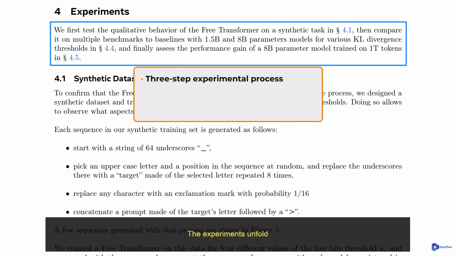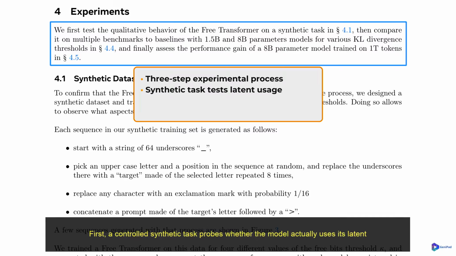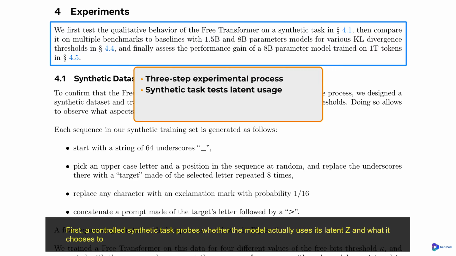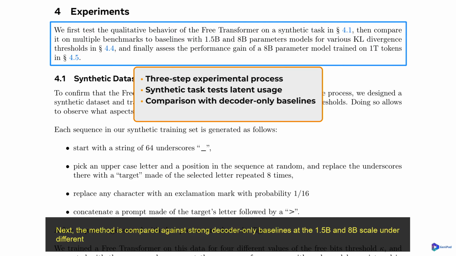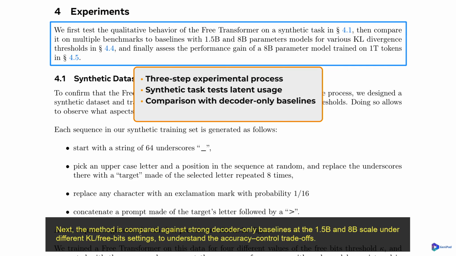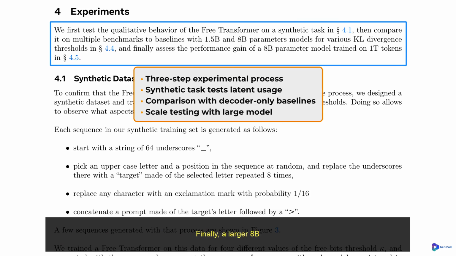The experiments unfold in 3 steps. First, a controlled synthetic task probes whether the model actually uses its latent Z and what it chooses to store there. Next, the method is compared against strong decoder-only baselines at the 1.5B and 8B scale under different KL/free bits settings to understand the accuracy-control trade-offs. Finally, a larger 8B model trained on 1T tokens tests whether the gains persist at scale.